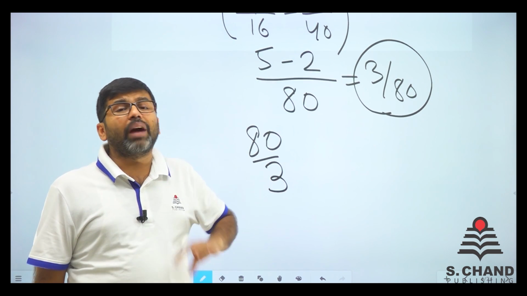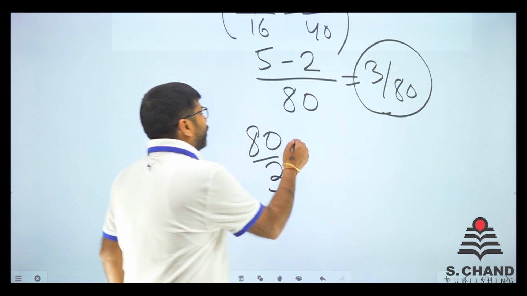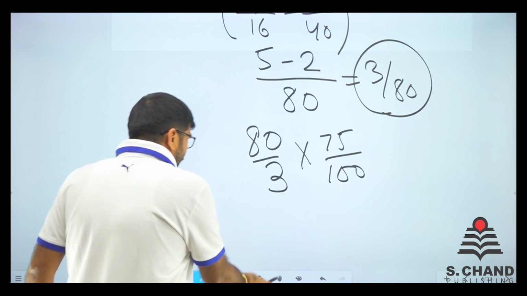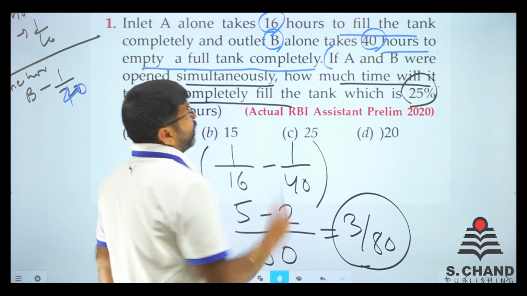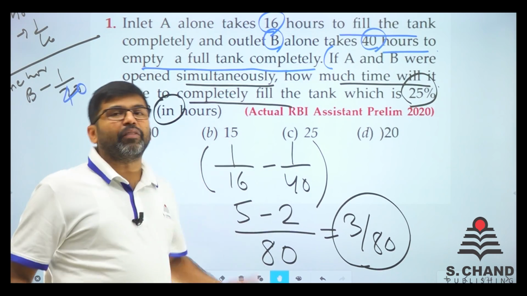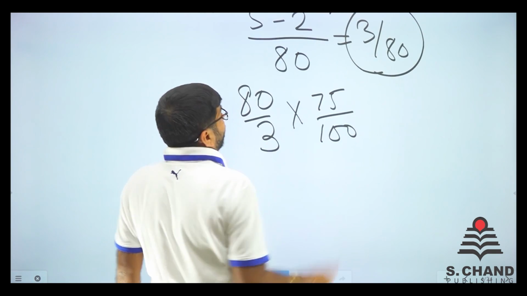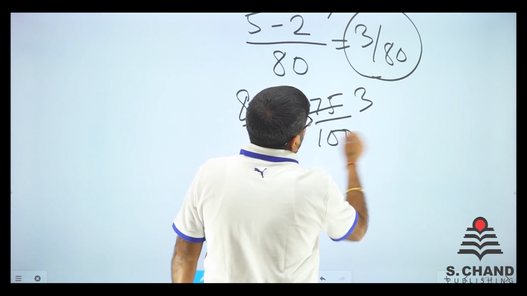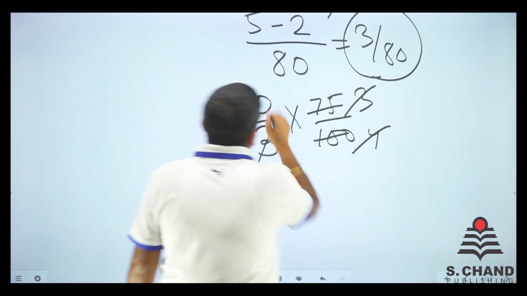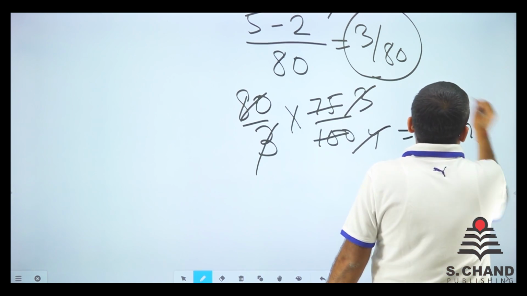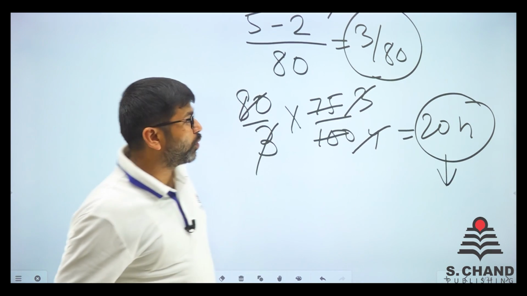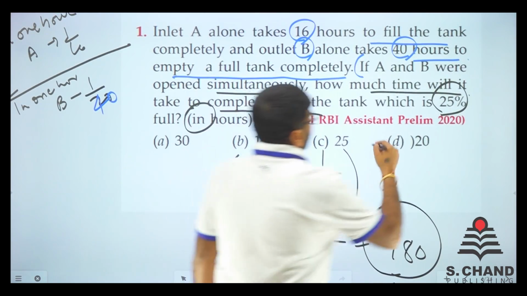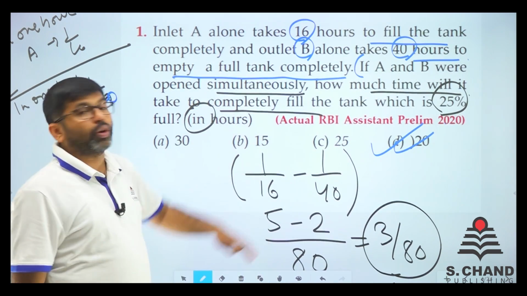But we don't need the full tank to be filled. We just want 75% of it to be filled. Why 75%? Again, I must tell you, this tank is already 25% filled, so the remaining 75% is needed to be filled. If 75% is to be filled, the time required will also be 75%. So 3 by 4 times 80 by 3, the 3 gets cancelled out, 4 by 80. So in 20 hours the remaining 75% will be filled, right? So the answer is 20 hours. Is there any option called 20 hours in the question? Yes, we do have 20 hours. So this is the question and the answer.